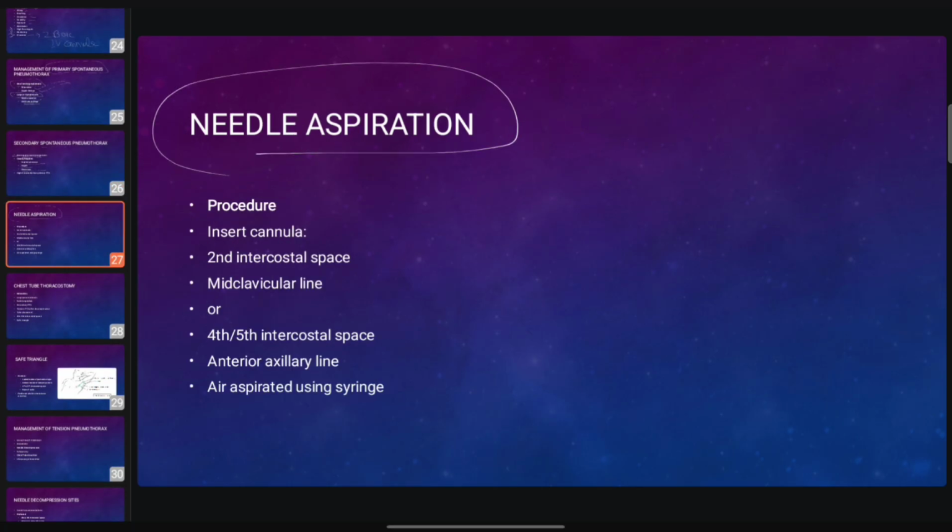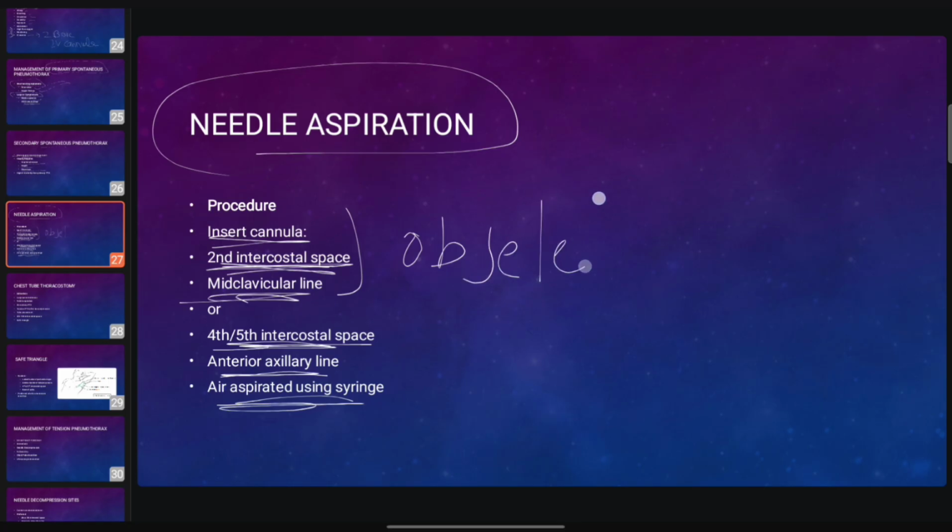Needle aspiration. The needle aspiration procedure involves inserting a cannula in the second intercostal space, midclavicular line, or fourth and fifth intercostal space, anterior axillary line, and air is aspirated. Now this one is obsolete. In the recent guidelines, this insertion of cannula in the second intercostal space is obsolete. Now we go for the fourth or fifth intercostal space. This is the triangle of safety.